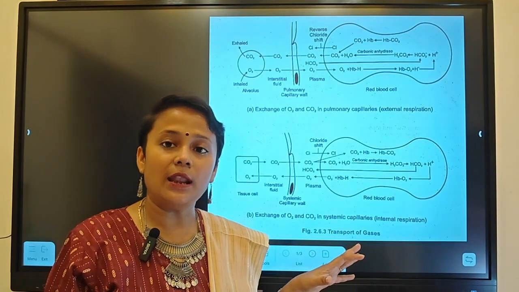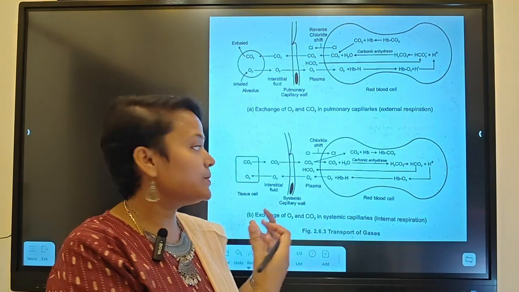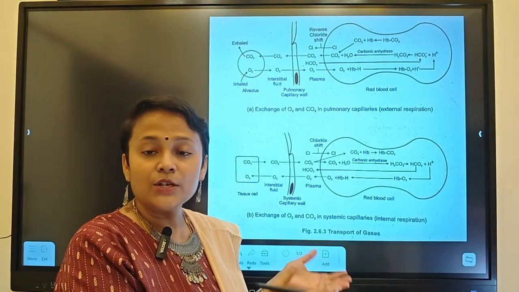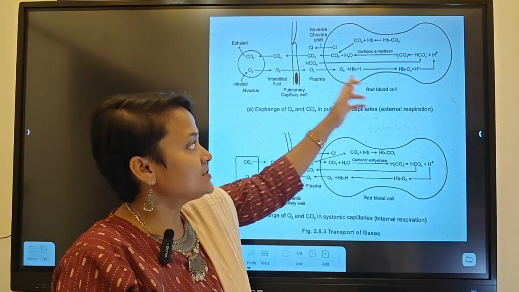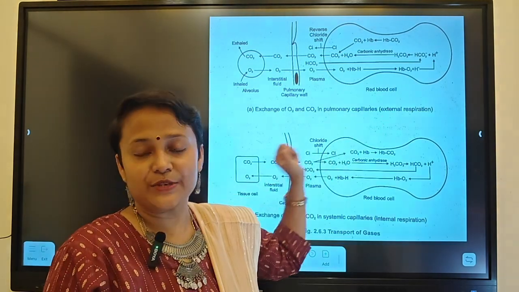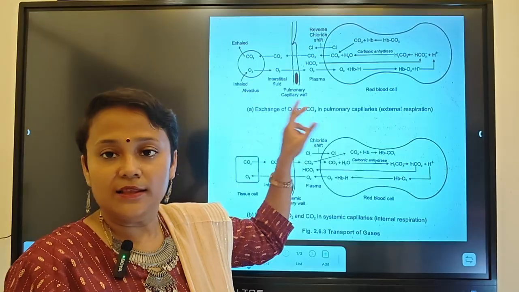And when it comes to the lungs, oxygen will be taken in and carbon dioxide will be released. That is called external respiration, which is occurring in the lungs.